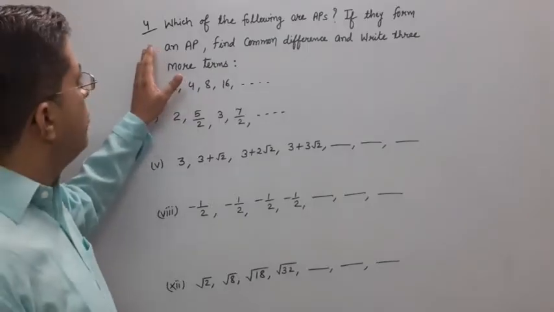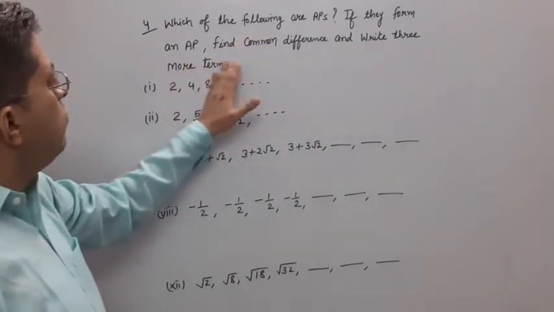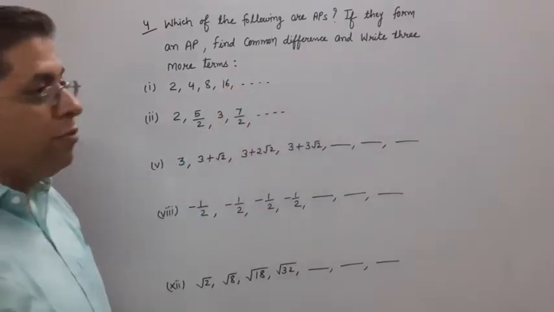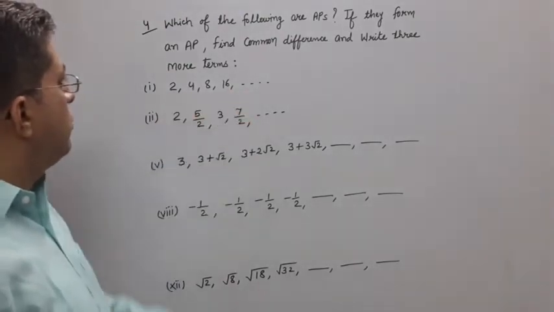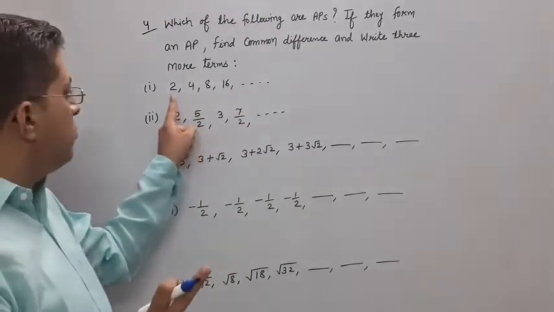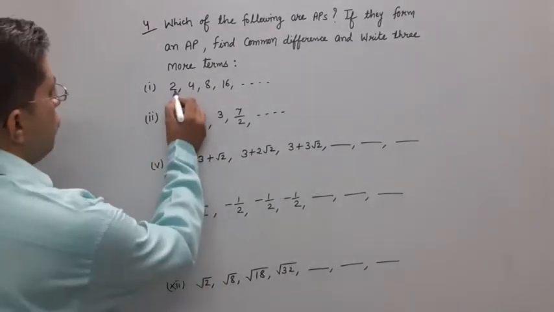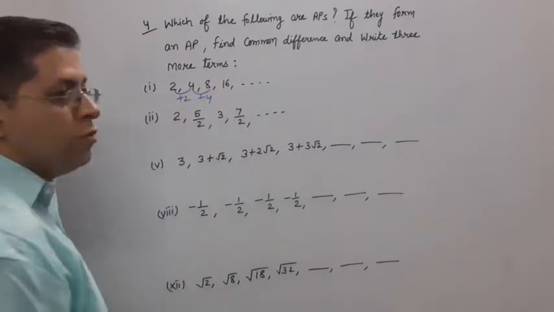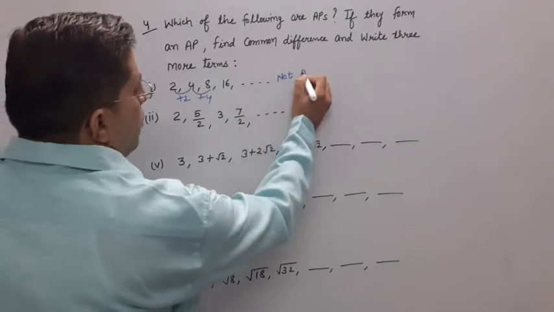Next question is, which of the following are APs? If they form an AP, find common difference and write 3 more terms. First of all, you have to check whether the given sequence is an AP or not. Check the common difference. Here difference is plus 2, but here it is coming plus 4. So we can say it is not AP.